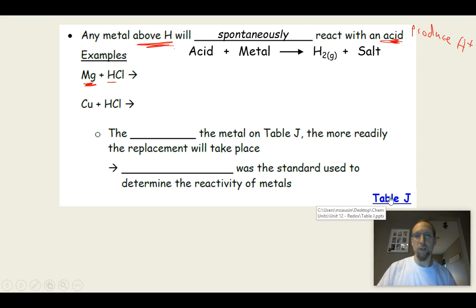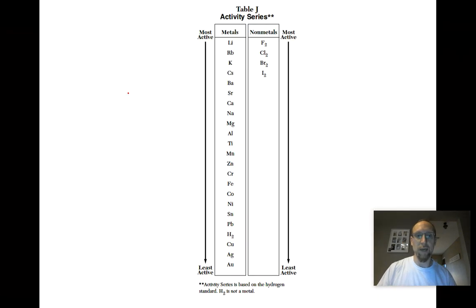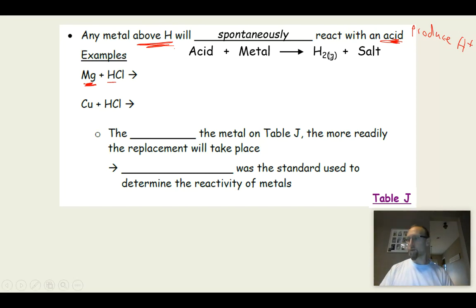So let's go to table J and compare magnesium to hydrogen. So here's magnesium, and here's hydrogen. So magnesium is higher, so it's more reactive, so it's strong enough to replace it.